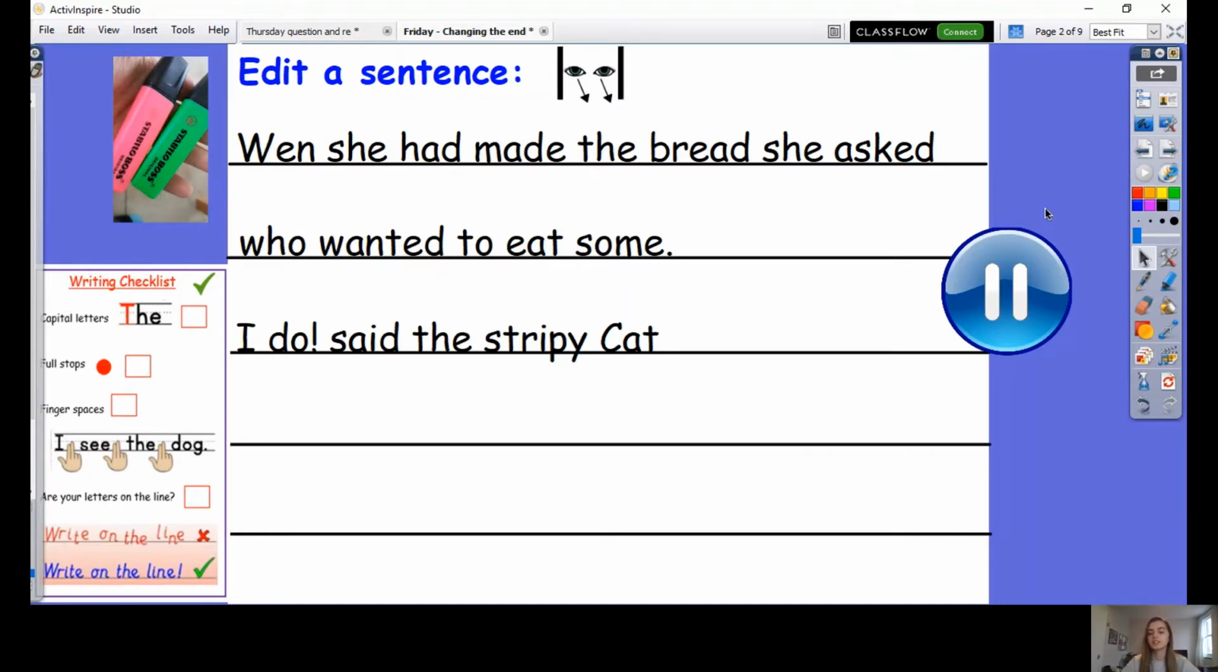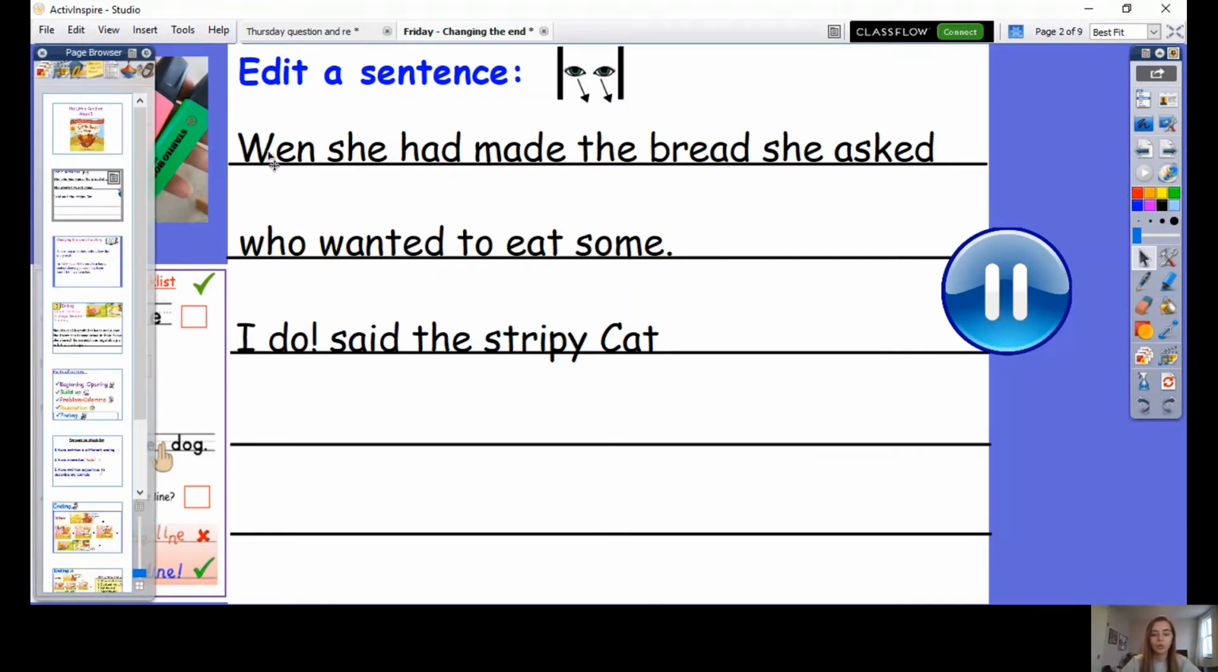How many mistakes did you spot? 3? Me too. Let's find those 3 mistakes together. First, using our writing checklist, we are going to look for capital letters. Where should capital letters go? Should they go at the start or the end of our sentence? Well done, they should go at the start of our sentence.